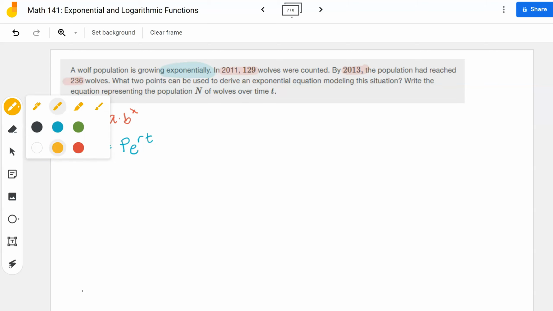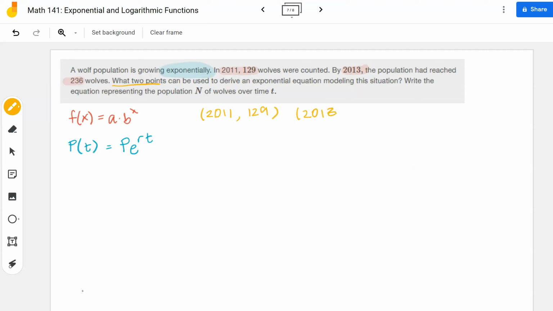Another way that you're going to see some issues here is that we have lots of different ways we could write out the points, right? Because it does ask you what 2 points can be used. And we can see we've got an input and output from two different time periods. So you could use 2011 as your first time point, and you could use 129 as the output in terms of the number of wolves. If you did that, you'd use 2013 and 236.